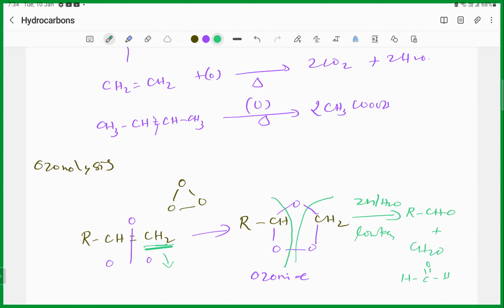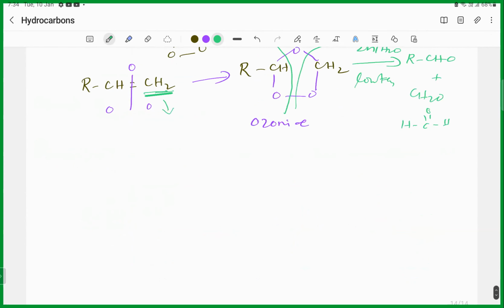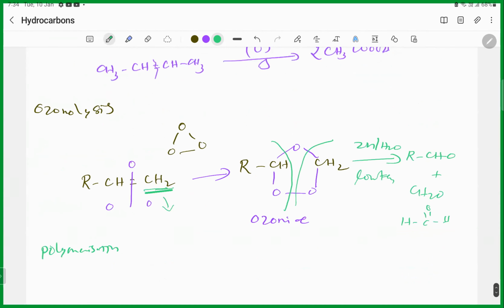And finally, you have one more reaction, that is polymerization. Polymerization, you know very well. In ozonolysis, if the double bond is ending in CH2, you will get formaldehyde. If it is double bond CR2, you will get a ketone.